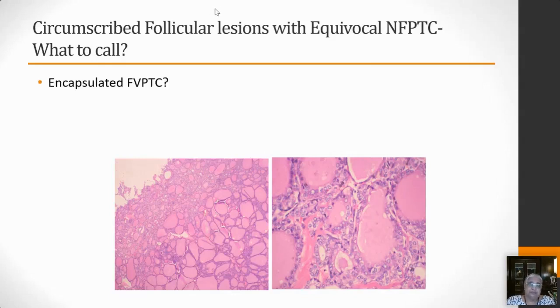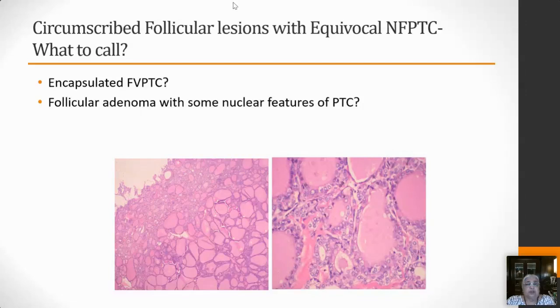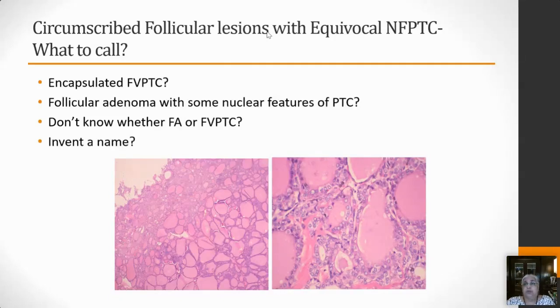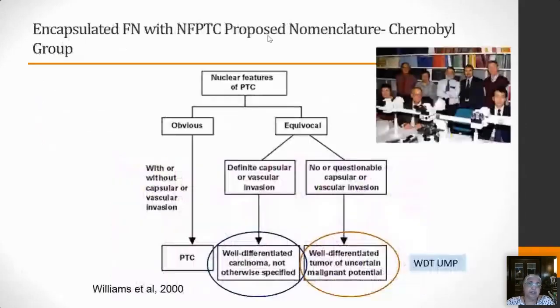And should you call them, even if it has a few of these features, encapsulated FEPTC? Should we call them follicular adenomas with some nuclear features of papillary thyroid carcinoma? Or confess your ignorance and say, maybe I don't know whether it's a follicular adenoma, because remember, these are not invasive. There is no invasion. Or follicular variant of papillary thyroid carcinoma, or maybe you can invent a name. And some people did invent a name.